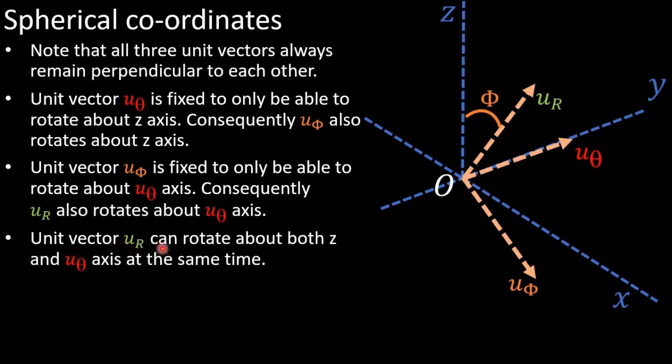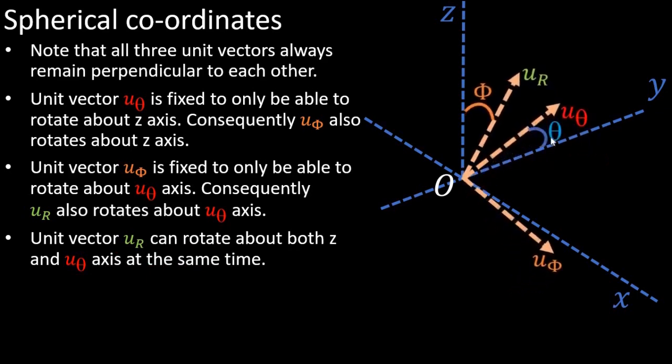So the unit vector u sub r can rotate about both the z and u sub theta axes at the same time. Here, u sub r has just rotated about u sub theta. If we move u sub theta again, then u sub r has also just rotated about the z-axis at the same time. You can see here that u sub phi is rotating about u sub theta. No matter where u sub theta has rotated to, u sub phi is going to go along with it and be constrained to rotate about u sub theta.